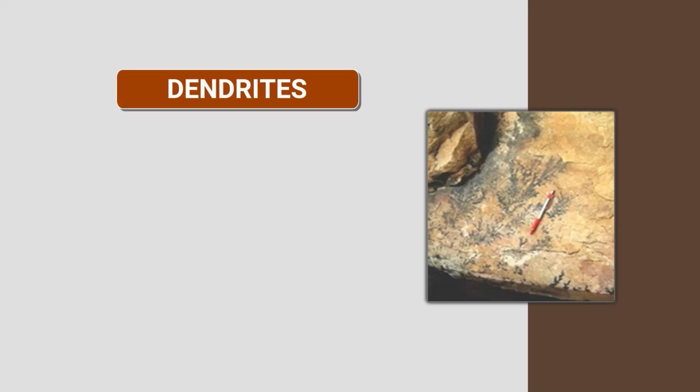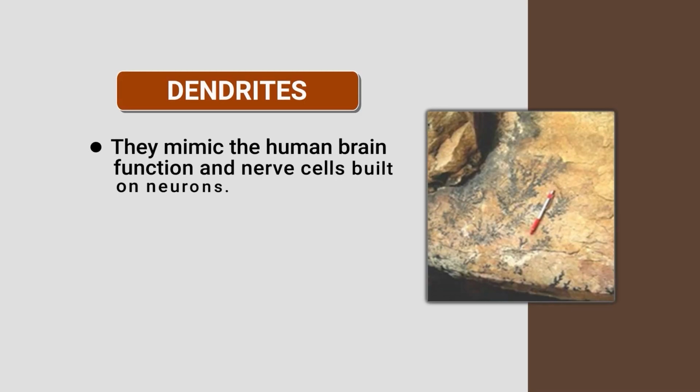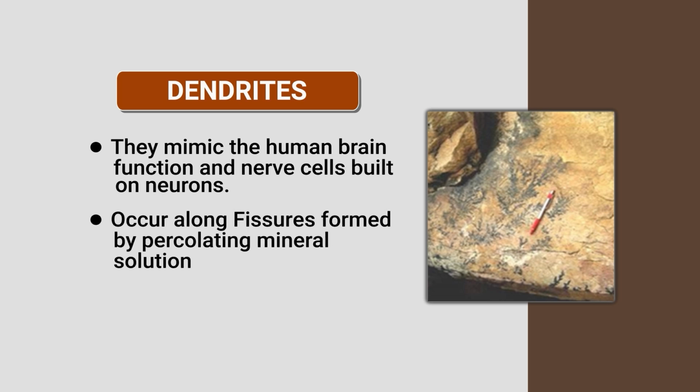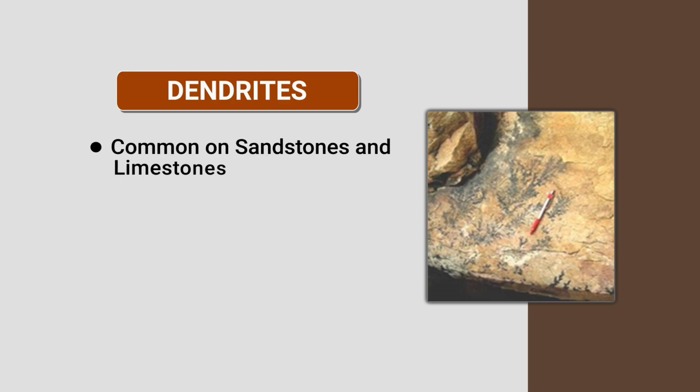There is a structure which we call dendrite, which many people used to think was a fossil, but they are not fossils. They mimic the human brain function and nerve cells built on neurons. They occur along fissures formed by percolating mineral solution. They are very common in sandstone and limestone, and because of their non-organic origin, they are called pseudofossils.